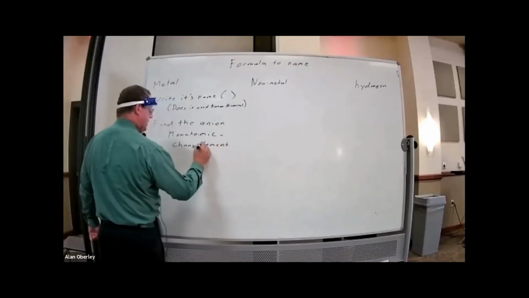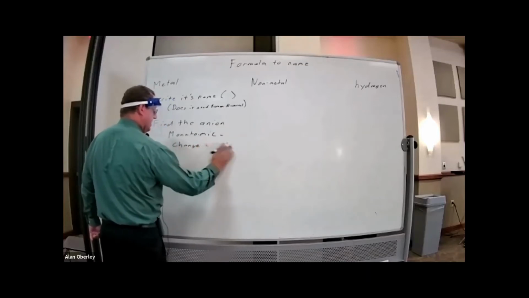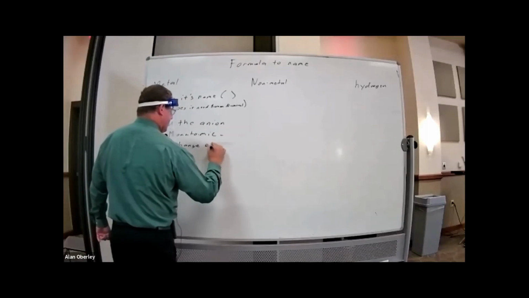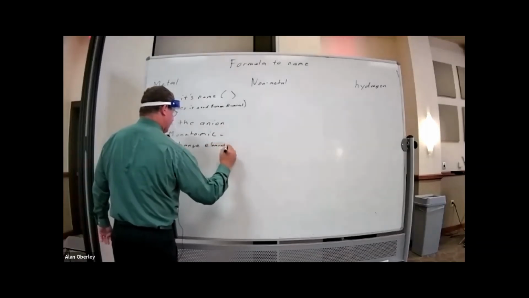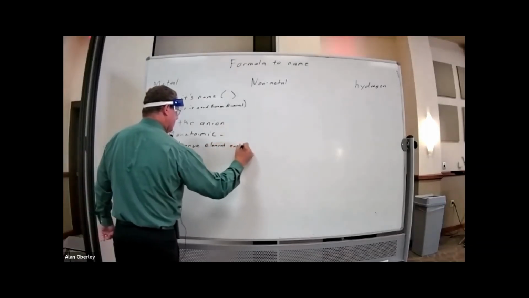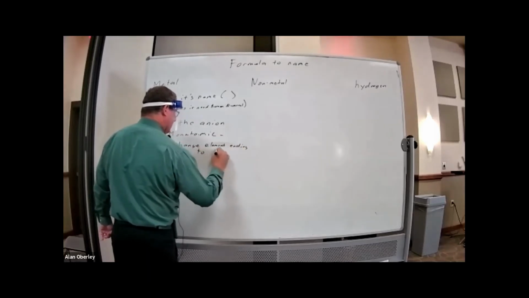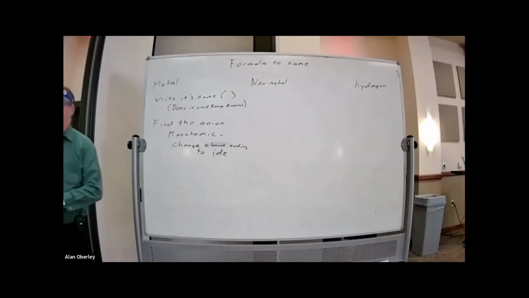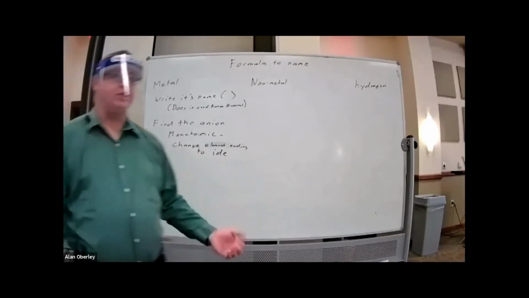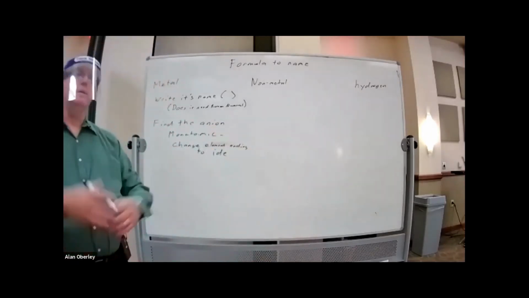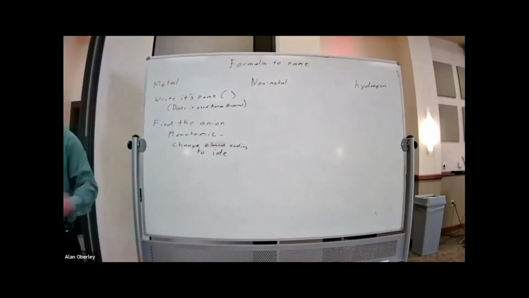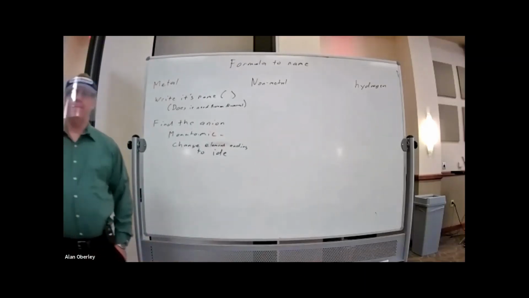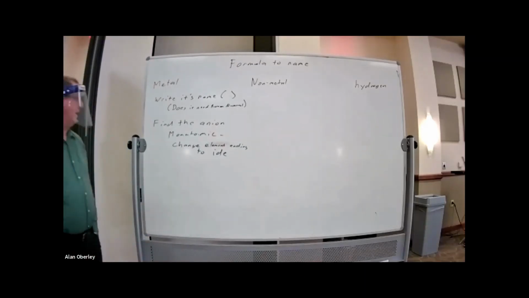Change. So you're going to change the element ending to IDE. So in other words, if you have nitrogen there, you would change it to nitride. Chlorine would be chloride. Okay. So you will do that.